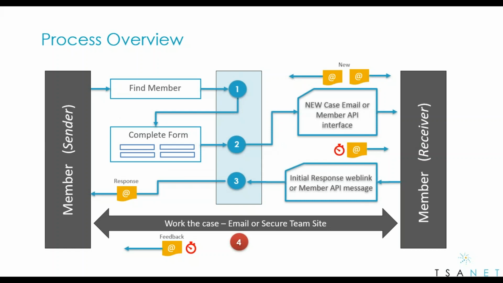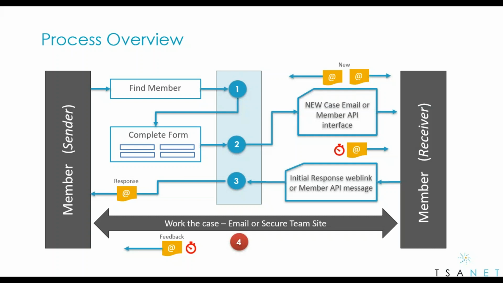They can then work the case outside of the TSANet Connect system. That could be via email, via phone calls, or a secure team site, such as Slack, Microsoft Teams or WebEx Teams. There are a lot of these secure team sites out there. But essentially, we are focused on initiating the collaboration and then letting the 2 members work directly without going through a middle system. Now, we do have some checkpoints along the way where we make sure the receiving member is responding in time. If not, we kick off an escalation process.